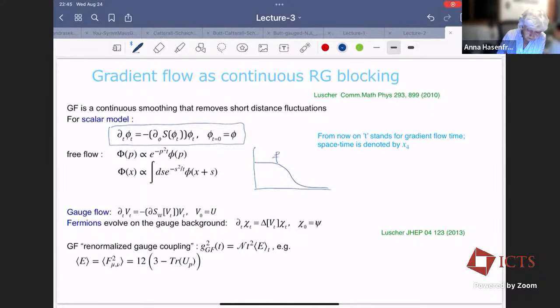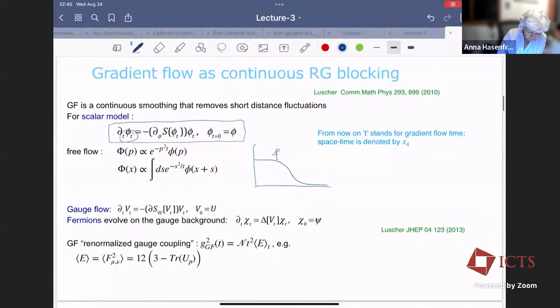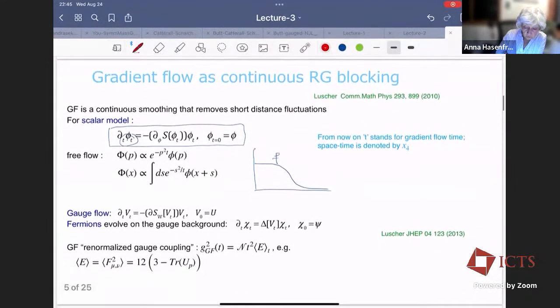The beauty here is now that we have this variable t, flow time t, that is continuous. So we can do the block transformation, or the RG transformation, continuously. For completeness, I did write down how the gradient flow looks for gauge fields, pretty much the same diffusion equation. Fermions are similar, they sit on top of the gauge field.